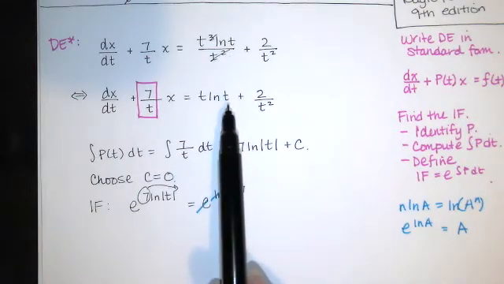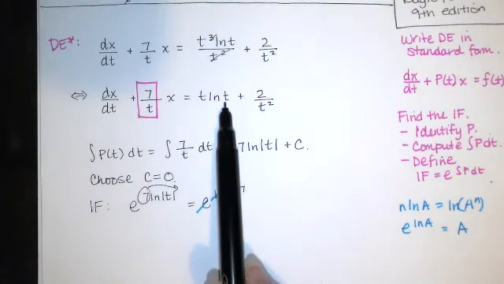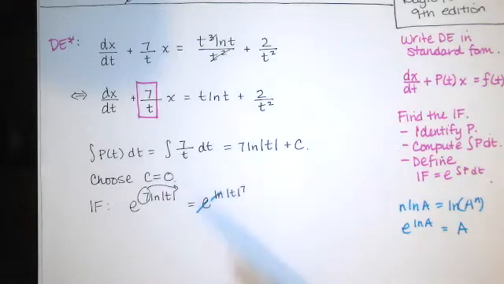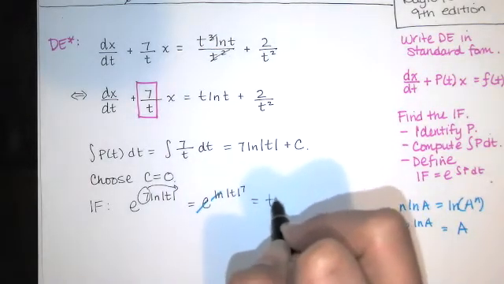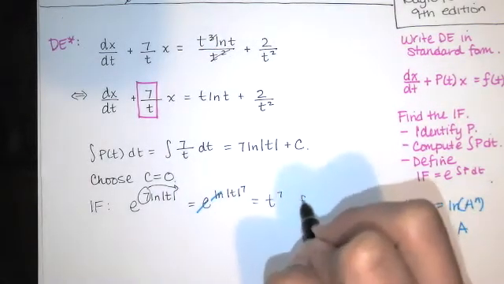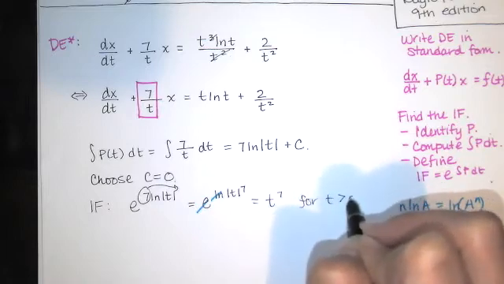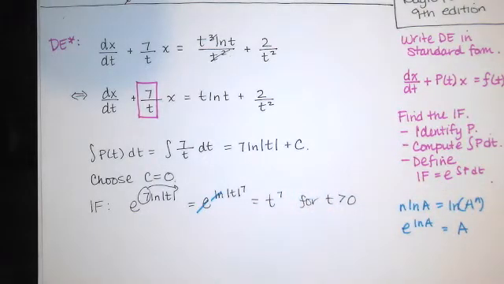But notice that we're working with a natural log of t up here. That's only well defined when t is strictly greater than 0. So we can say that this is equal to t to the 7th. And let's just be explicit about the fact that we're saying that t is greater than 0.